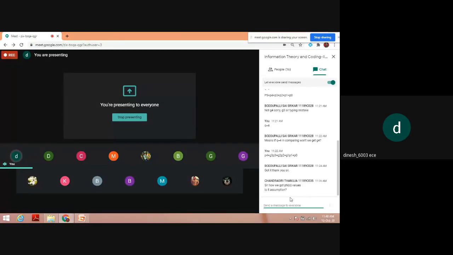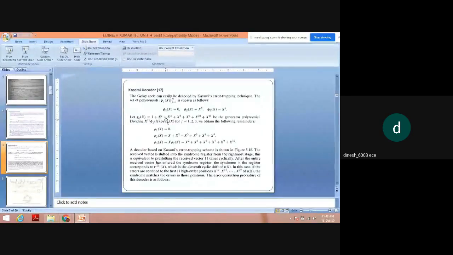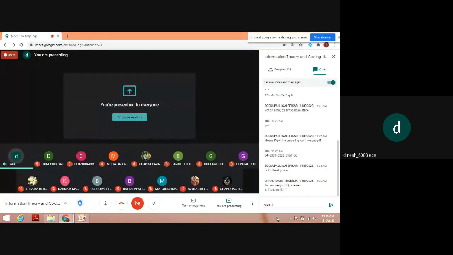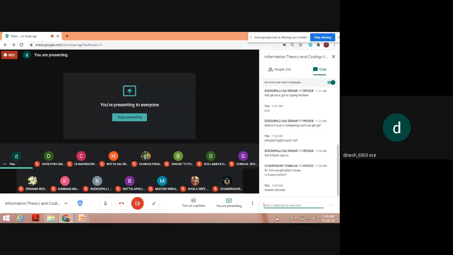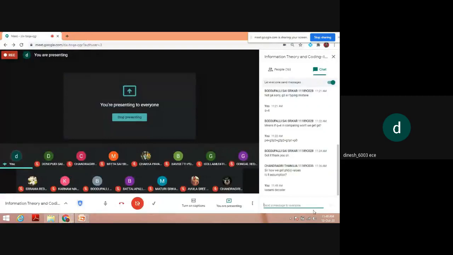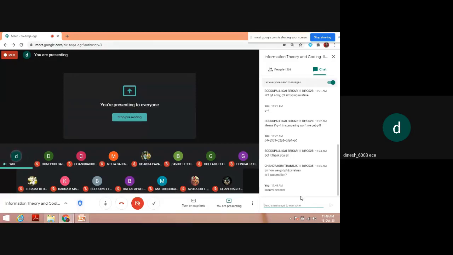Values of phi 1, phi 2, phi 3 have already been worked out and solved, and they found that these are the values. These are the values of the polynomials phi 1(x), phi 2(x), and phi 3(x) used by the Kasami decoder. If you use a Kasami decoder, you should have phi 1(x) equal to 0, phi 2(x) equal to x power 5, and phi 3(x) equal to x power 6. Specific. I think you would have got the answer.